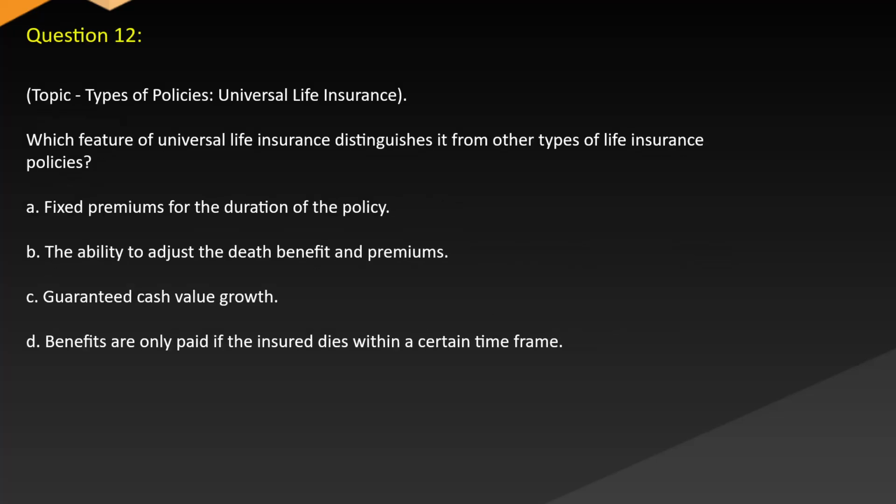Question 12. Topic: Types of policies. Universal life insurance. Which feature of universal life insurance distinguishes it from other types of life insurance policies? A. Fixed premiums for the duration of the policy. B. The ability to adjust the death benefit and premiums. C. Guaranteed cash value growth. D. Benefits are only paid if the insured dies within a certain time frame.